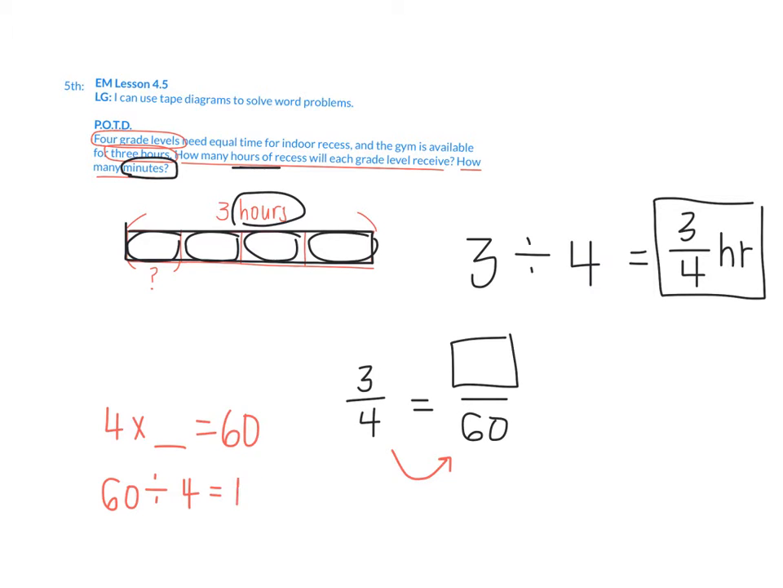Everyone? So what version of 1 should we multiply by? 15. 15 over 15? Good. So we know that 4 times 15 is 60. What's 3 times 15? 45. So how many minutes could they each get it for? 45 minutes. Very good.